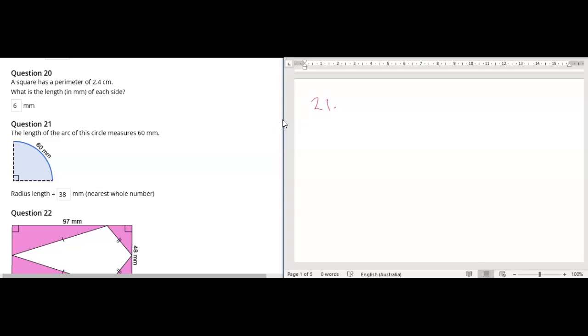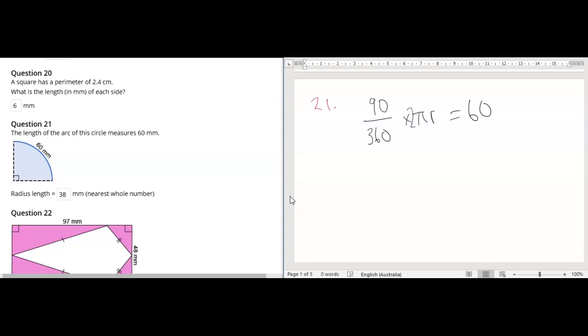So basically, we're working with a quarter of a circle, which is the same as writing 90 over 360. That is still a quarter. So we've got a quarter of a circle. And if you simplified 90 over 360, you actually get a quarter. And then we've got times 2 pi r, sorry, I was about to write the formula for a circle. So times 2 pi r, and that is equal to 60.